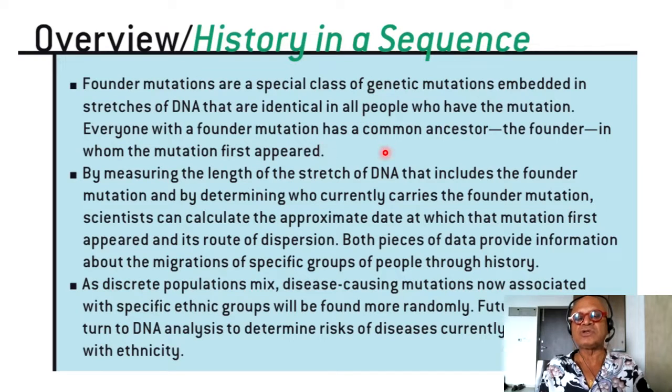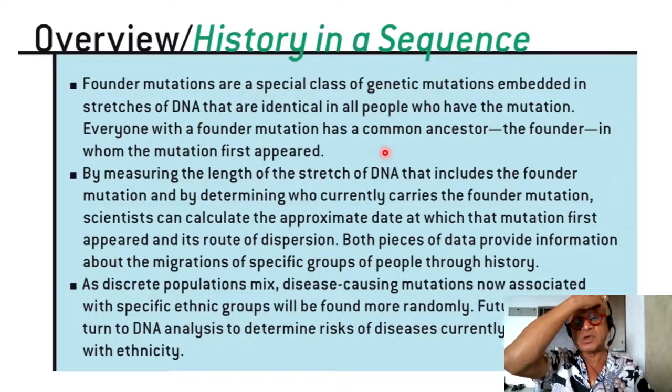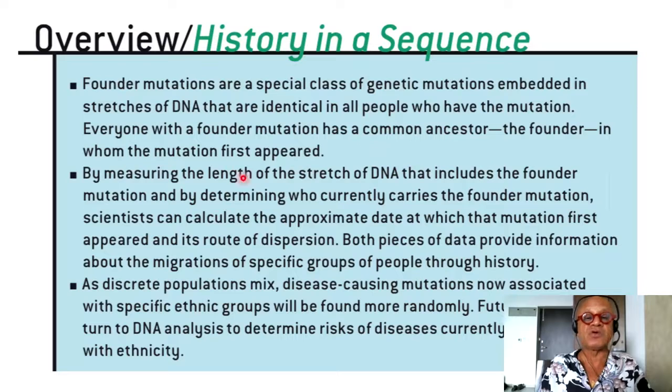Everyone with a founder mutation has a common ancestor, the founder, in whom the mutation first appears, which is obviously random, and it may be maintained because it's beneficial, as we will see in a minute, and eventually over time it may become deleterious or cause illness. By measuring the length of the stretch of the DNA that includes the founder mutation and by determining who currently carries the founder mutation, scientists can calculate the approximate date at which the mutation first appeared and its route of dispersion. Both pieces of data provide information about the migrations of specific groups of people through history, which is what we are discussing here in terms of migrations.